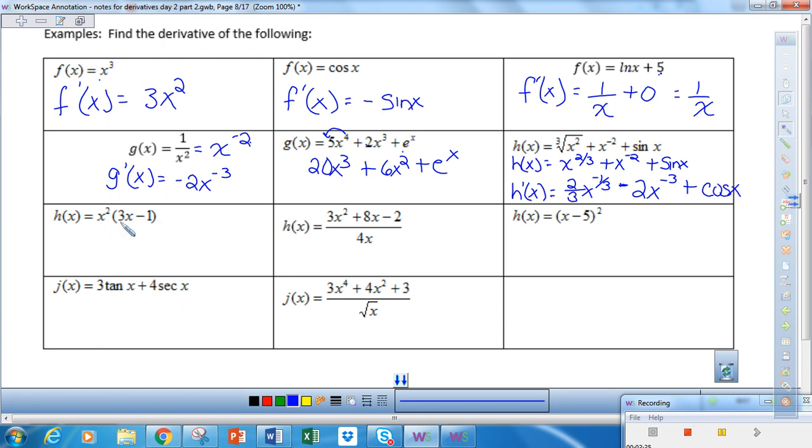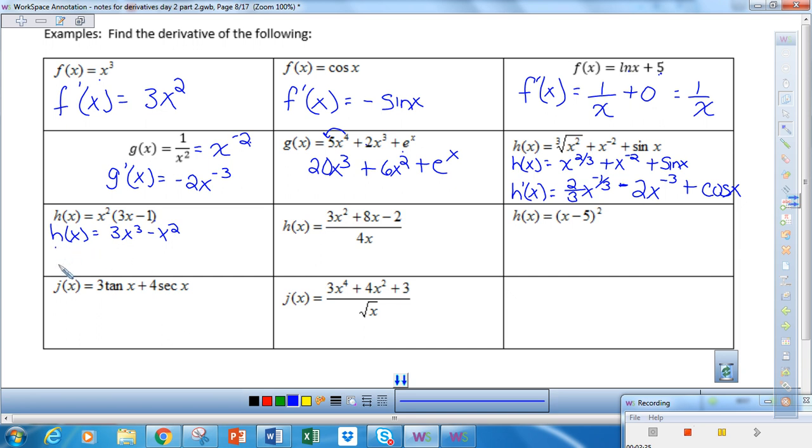Now for this one, there may be a temptation to say, well, this would be 2x times 3, but we can't do that. Later in the next unit, we're going to learn the product rule. So we cannot do that. That is bad math. The only thing that we know at this point is the power rule. So we're going to have to manipulate this so we can use the power rule. And I can do that simply by simplifying this expression.